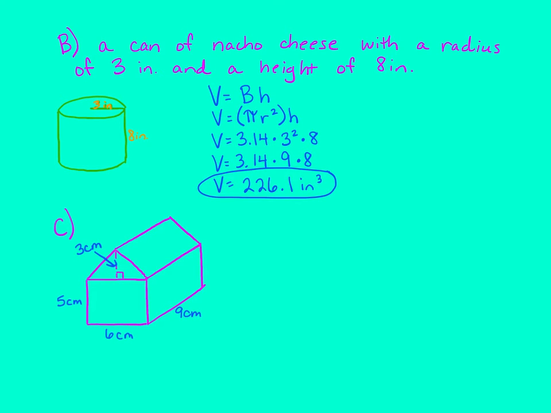Part C, we have a composite figure. It's made up of a rectangular prism that has a triangular prism stacked above it. Notice that it gives you all the dimensions that are necessary to find the volume. Now to find this volume, we're going to combine the volumes of these 2 separate figures. So we're going to add the volume of the rectangular prism to the volume of the triangular prism. We'll start by writing the formulas.